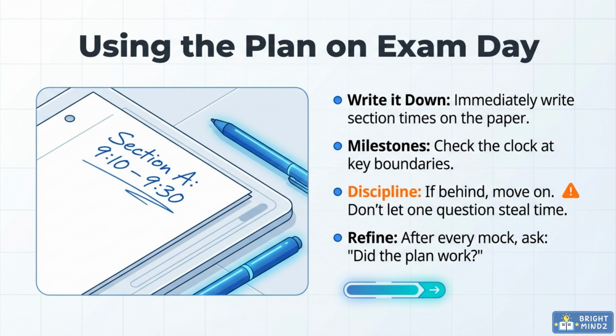A time plan only helps if you actually use it. As soon as the exam starts, quickly write your section times on the paper. Treat the clock like a checklist. When you hit each milestone, ask, am I roughly on schedule? If you're clearly behind, be strict and move to the next question or section. After every mock or real exam, reflect: what in this plan worked and what needs adjusting?